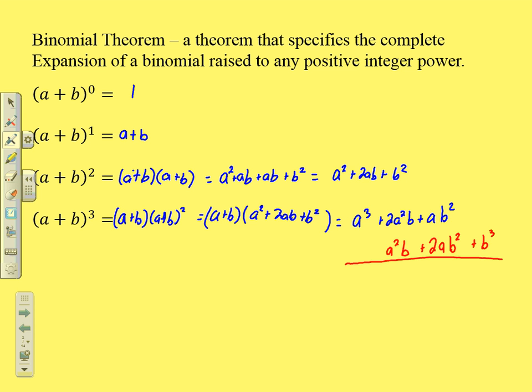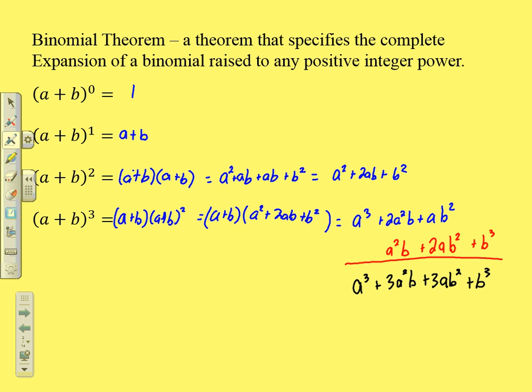Here we would say, combining your like terms top to bottom, we would get a cubed plus 3a squared b plus 3ab squared plus b cubed. And from there, even going up to the fourth power or fifth power, you can see it's going to just become that much more complicated.